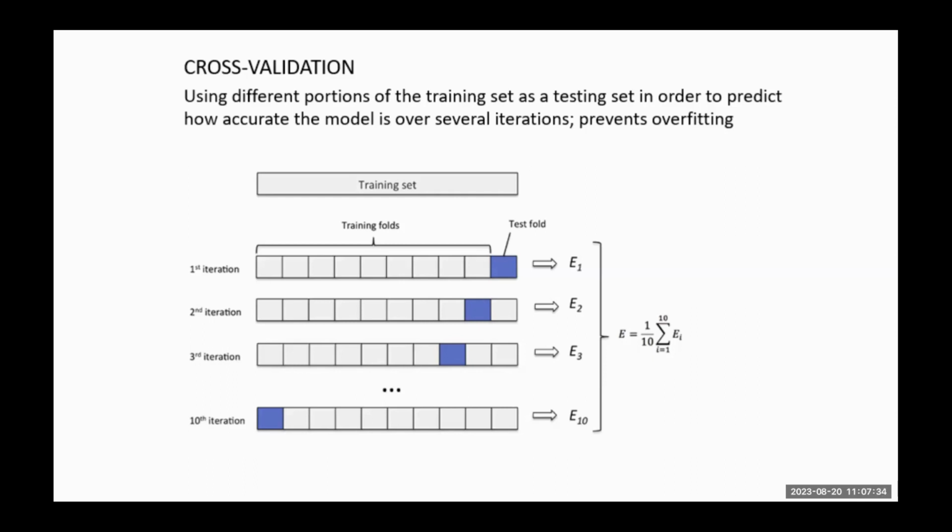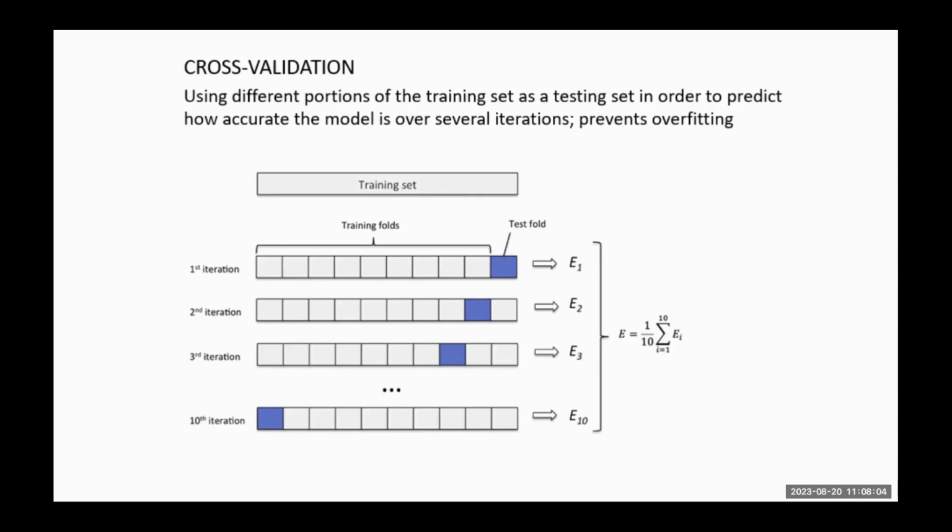Cross-validation is important for several reasons. For a robust performance evaluation, cross-validation provides a more robust estimate of a model's performance compared to a single train-test split. It helps to mitigate the impact of random data partitioning, ensuring that the model's performance assessment is less biased. And generalization assessment: by testing the model on multiple subsets of the data, cross-validation gives you a better understanding of how well the model generalizes to unseen data.